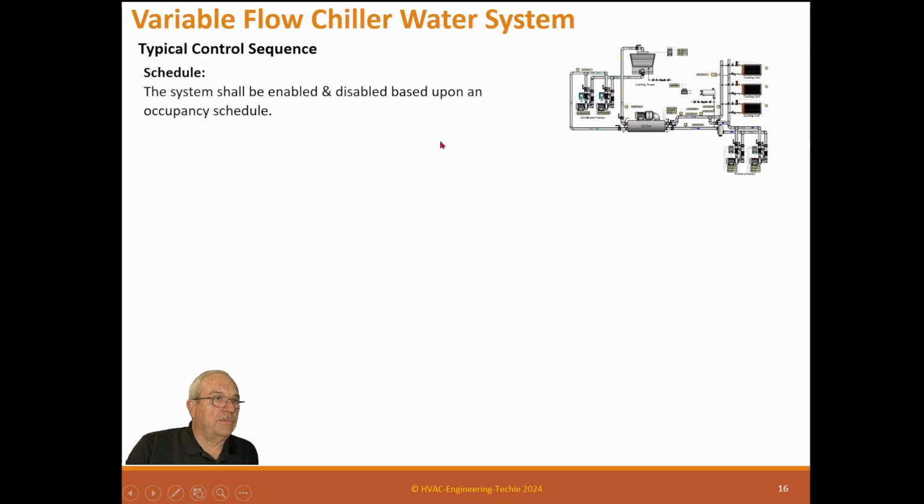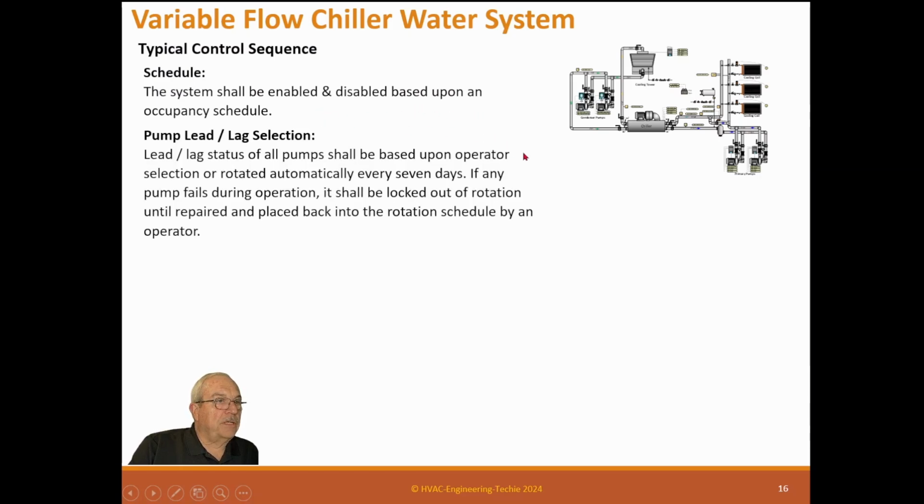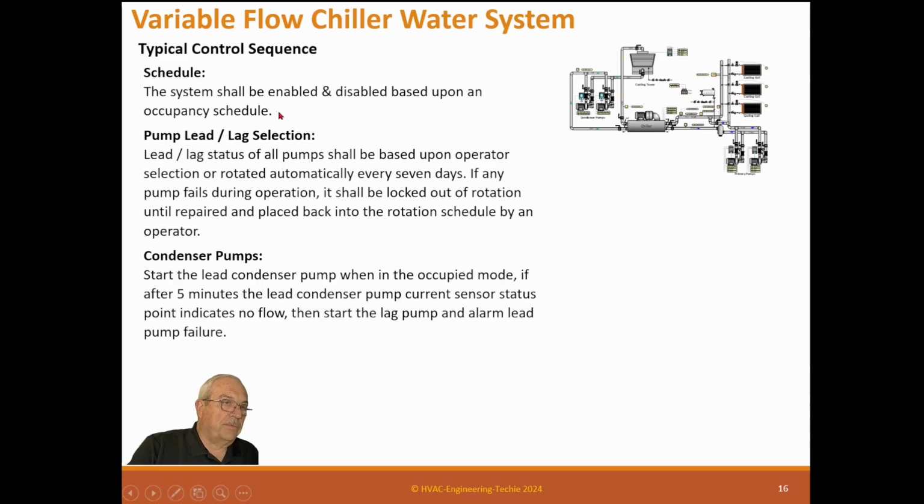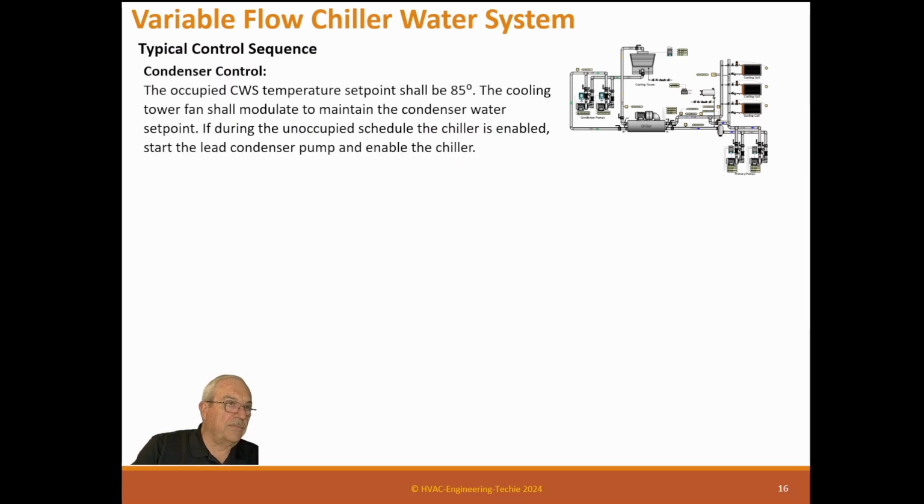All right, typical sequence. The system shall be enabled and disabled based upon an occupied schedule. Pump lead lag times. Lead lag status of all pumps should be based upon operator selection or rotated automatically every 7 days. If any pump fails during operation, it should be blocked out of rotation until repaired, and placed back in rotation, scheduled by an operator. Condenser pumps. Start the lead condenser pump within the occupied mode. If after 5 minutes the lead condenser pump current sensor status point indicates no flow, then start the lag pump and alarm lead pump failure.